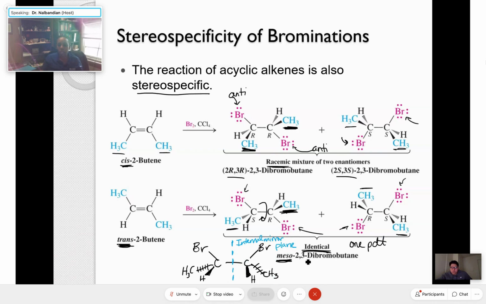So with the cis-2-butene, we would end up with these enantiomers. With the trans-2-butene, we end up with this meso compound. It is not true that every time we have trans, we end up with a meso compound. It's only true that we end up with a meso compound as long as the three things attached to both of the carbons are the exact same. If the three things attached to those two carbons are the exact same, then we have an internal mirror plane that is possible. So we have our anti-addition, and the acyclic alkene stereochemistry is maintained in the course of the reaction. Questions there?